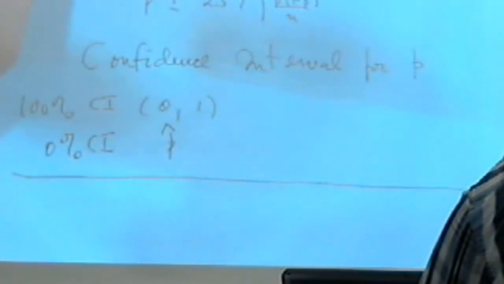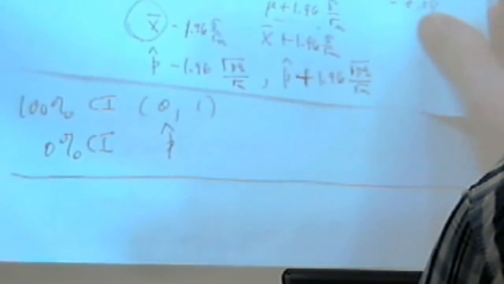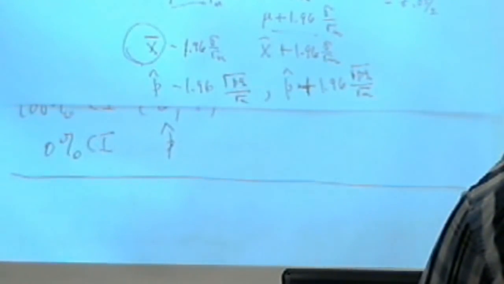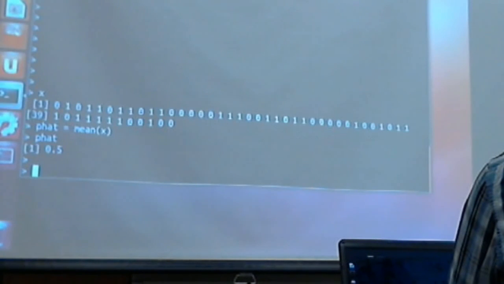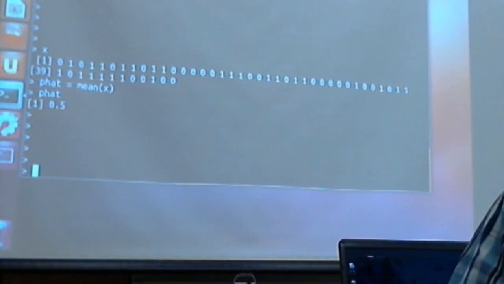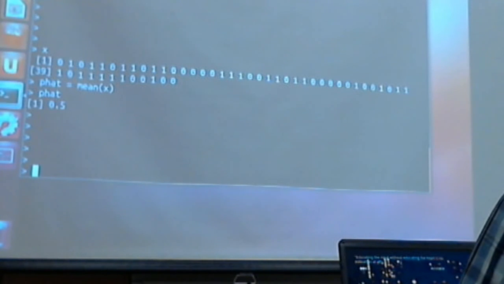Okay, any questions on confidence intervals? We can go back and see how these intervals did. Remember, P was 0.6, so our estimate's off.